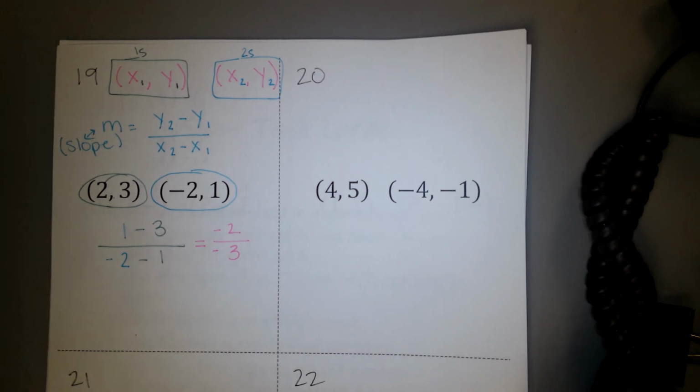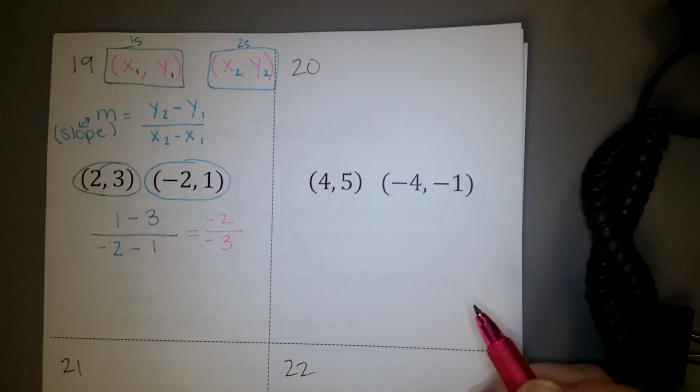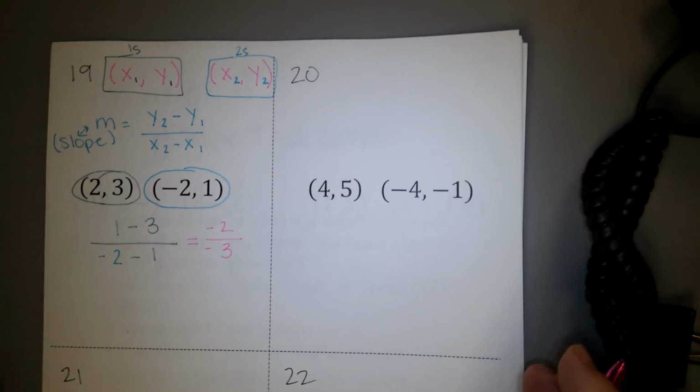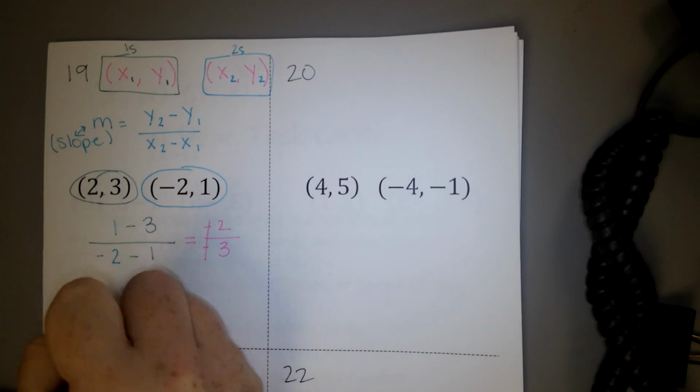This is where we have to do another step because we have double negatives. A negative divided by a negative is a positive. So that makes this 2 over 3.